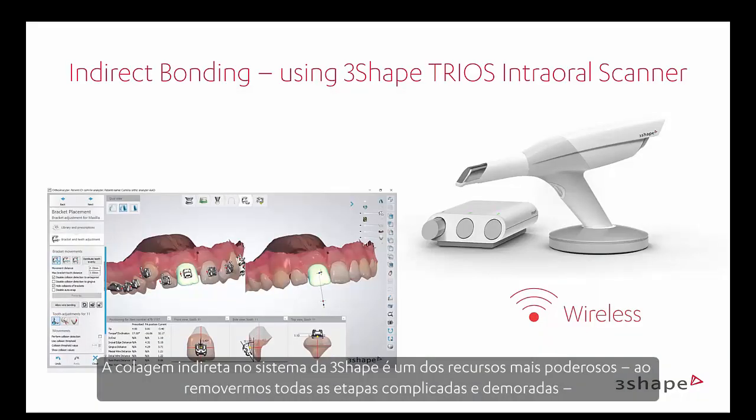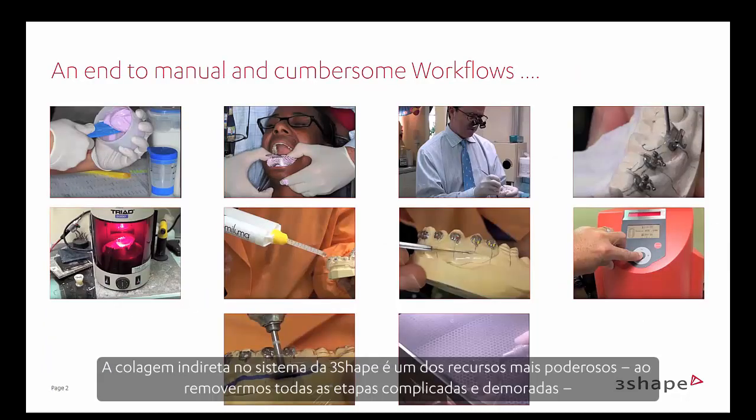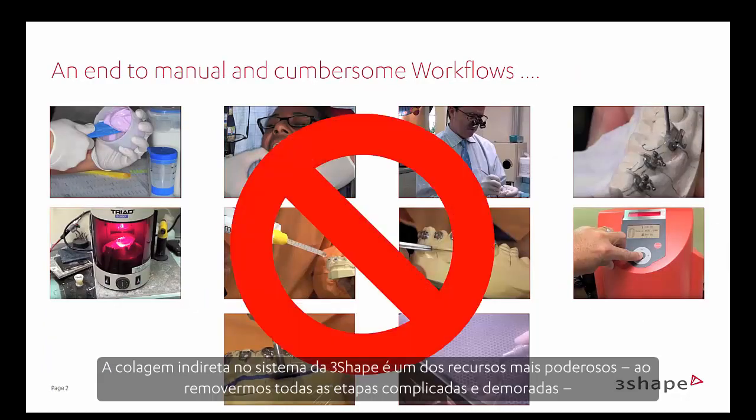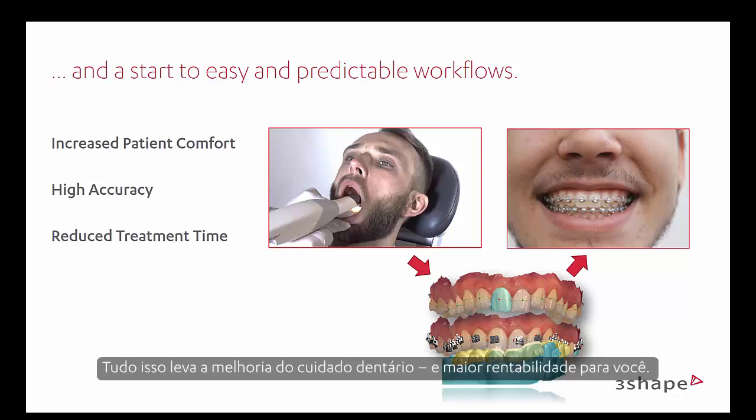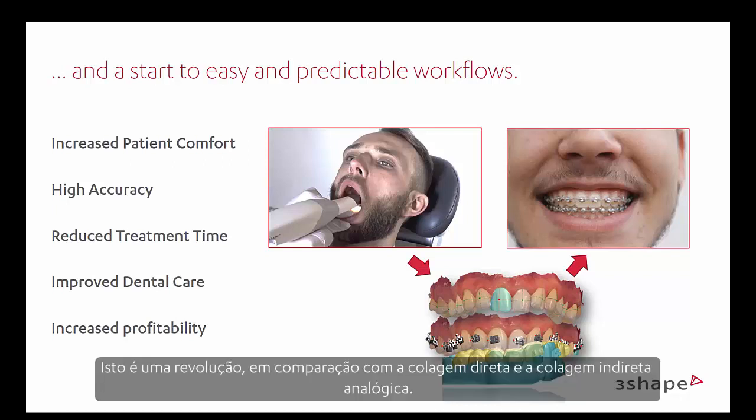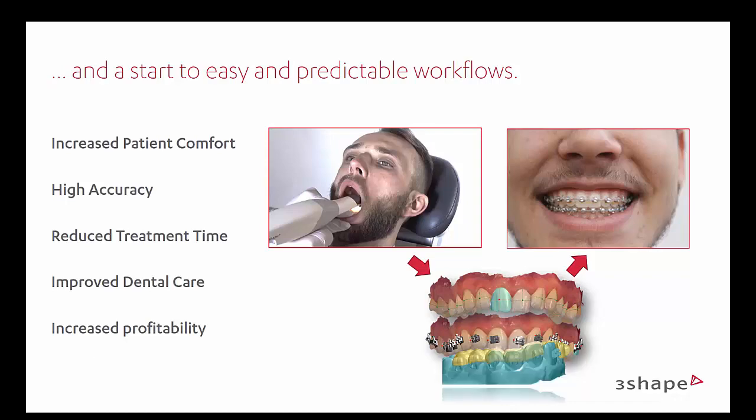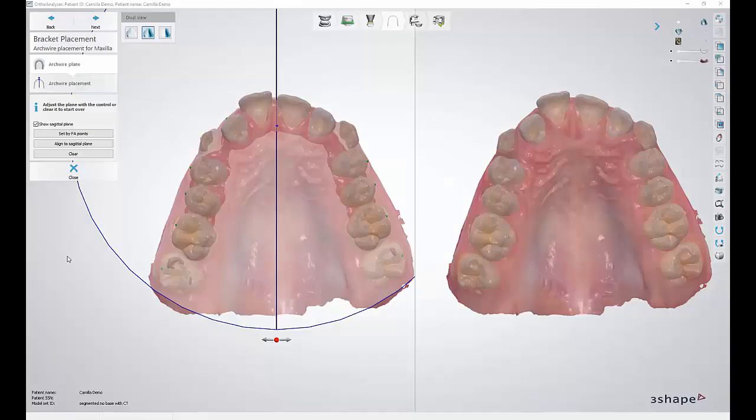Indirect bonding in the 3Shape system is one of the most powerful features, as we have removed all the cumbersome and time-consuming steps and left you with an easy to understand digital workflow that offers increased patient comfort, high accuracy, and reduced treatment time. All this leads to improved dental care and increased profitability for you. This is a game changer compared with direct bonding and analog indirect bonding. So let me show you how this works.